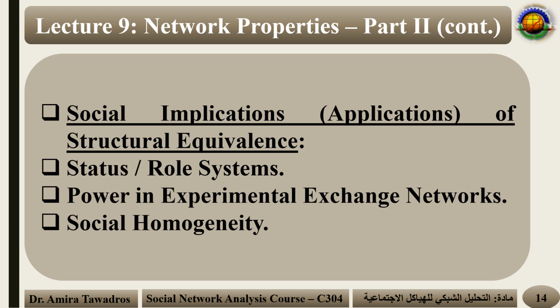Now let's discuss the social implications and social applications of structural equivalence. The literature in social network analysis shows us three examples of how the notion of node position and structural equivalence can be used in three different social applications. The first example is in status or role systems. The second example is to measure power in experimental exchange networks. And the third example is social homogeneity. We will discuss these three examples in the following slides.